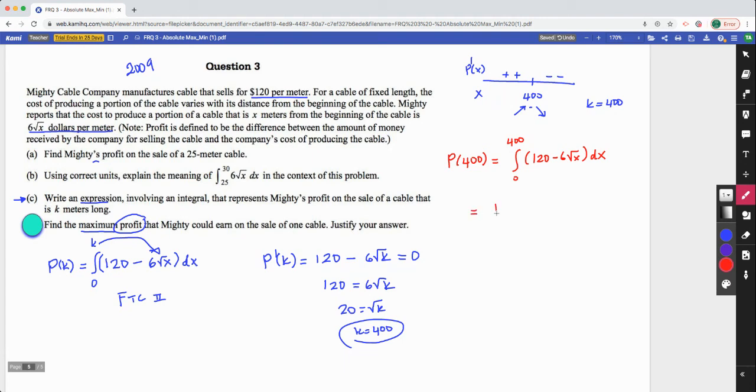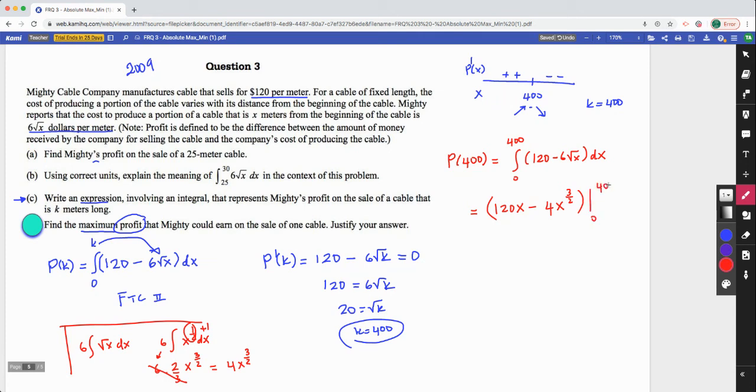Let's find the antiderivative of this. So it's going to be 120x minus, I'm going to do this right here for you. So in 6 root x, you guys can just move 6 outside and think about root x only. So this is like x to the 1/2 dx. Increase this by 1, so it'll be x to the 3/2. And divide it by 3/2, which means flip it, 2/3. You still have a 6 here. And then this is going to be 4x to the 3/2. Okay, let's come over here for x to the 3/2.